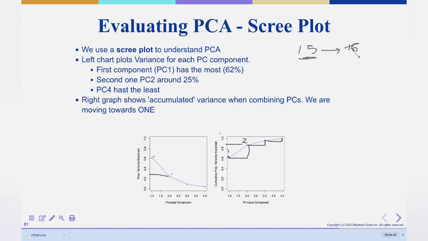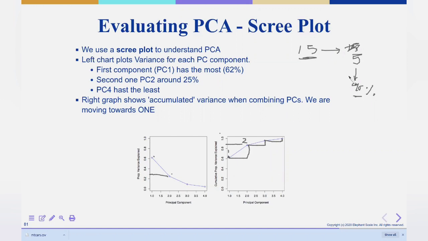Maybe I want to go from 15 to maybe 5, right? And let's say this 5 gives me, like, say, 90% coverage of the original data. So instead of using 15 columns, I could just use this new 5 columns that PCA created and still analyze 90% of my data. Is that going to make sense, guys?